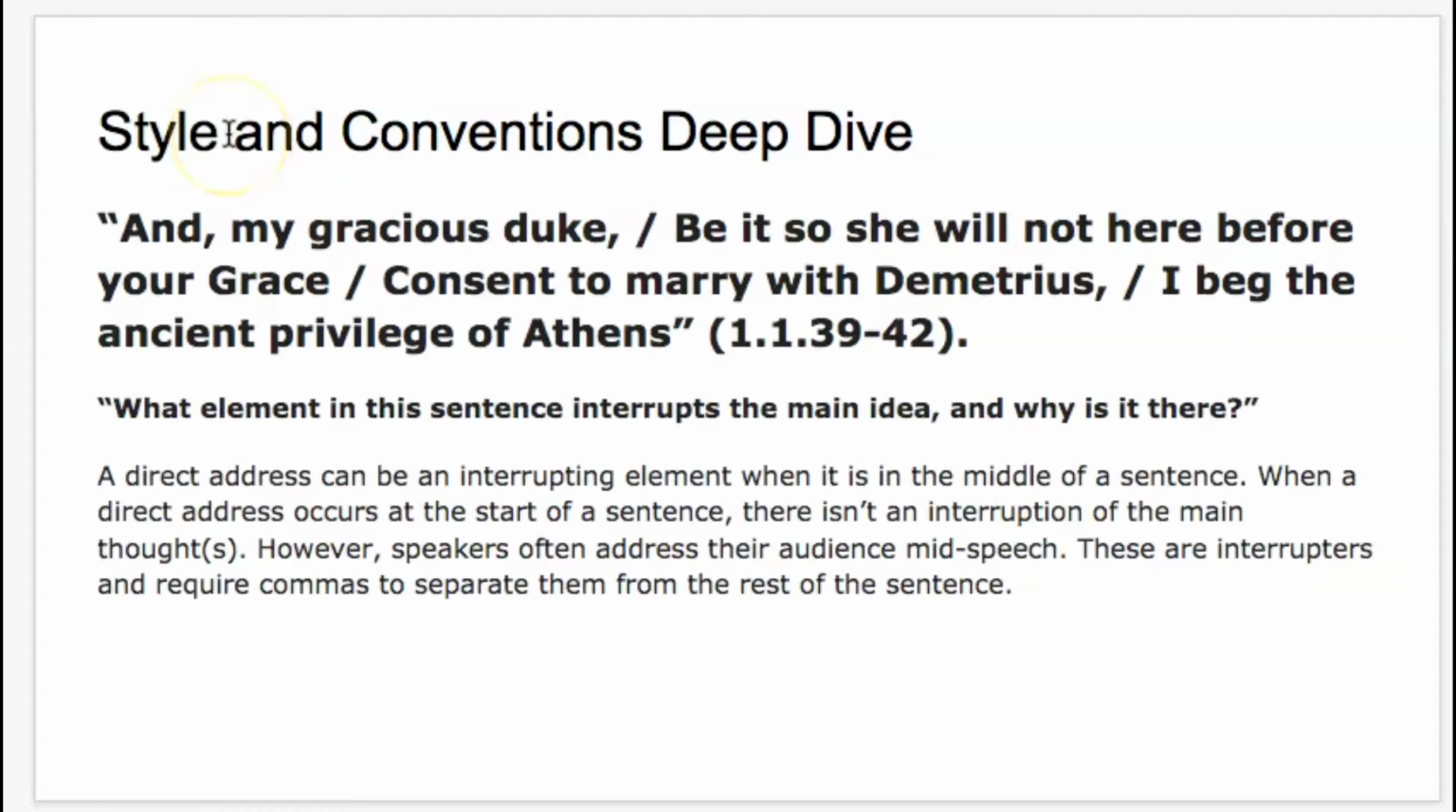Now on to our deep dive. Look at this paragraph. "And, my gracious dukes, be it so she will not hear before your grace, consent to marry with Demetrius. I beg the ancient privilege of Athens." What element in this sentence interrupts the main idea, and why is it there?